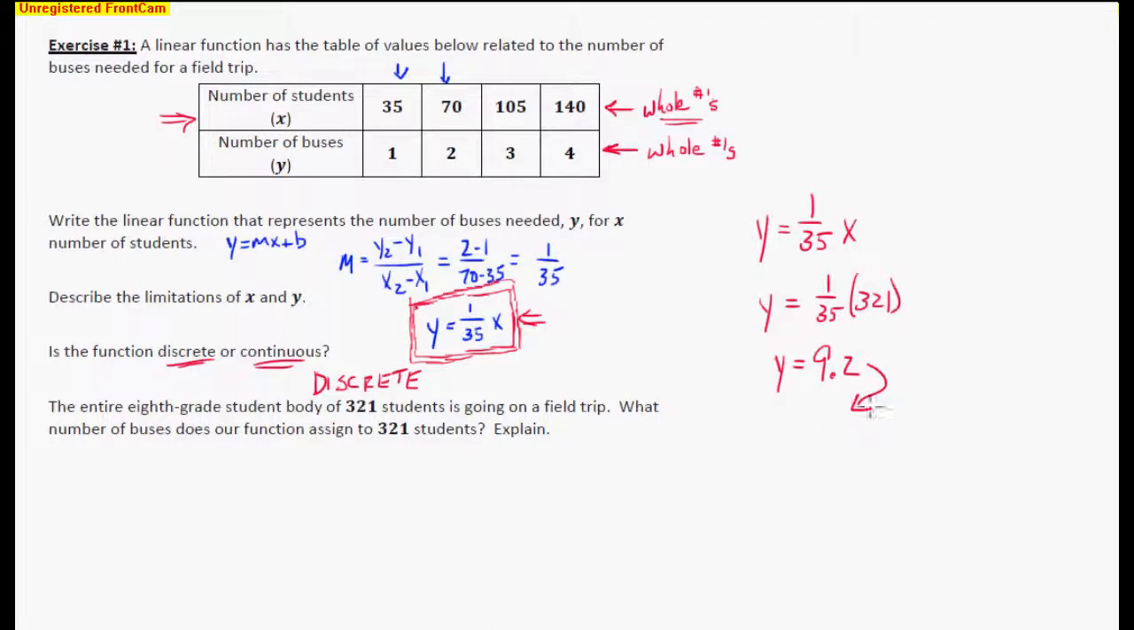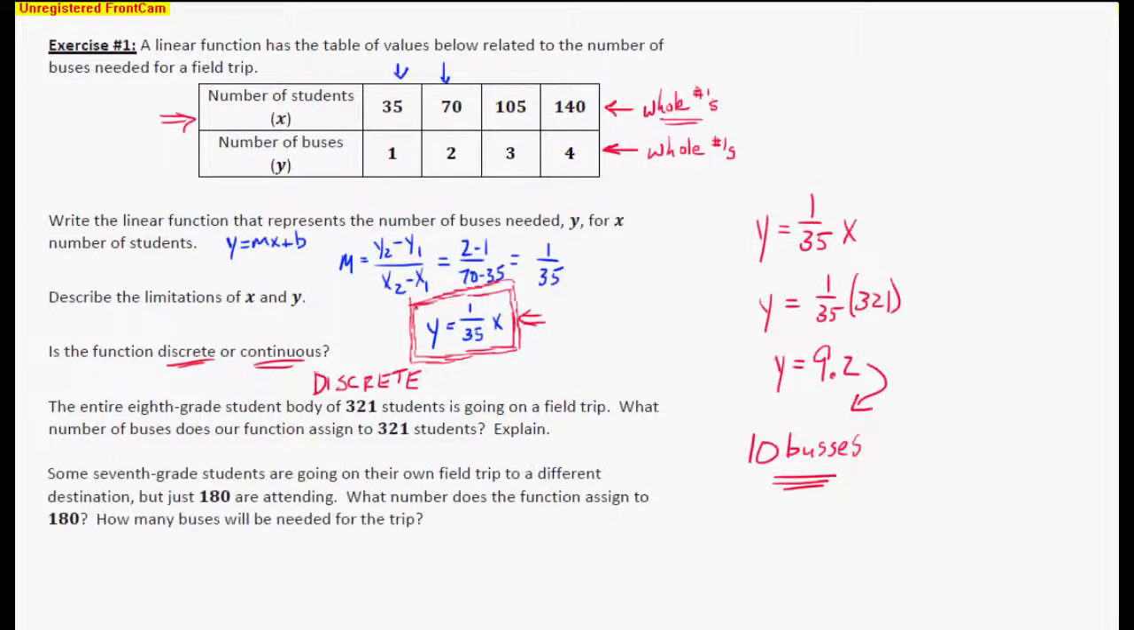So can I take 9 buses and carry all those students? Well, no, this 0.2 is important. All right, so I'm going to have to round that up, and I'm going to need 10 buses in order to carry all of my students there. Okay, so we're starting to look at problems where you have to think about the context of the problem in order to answer the question. All right. Okay.